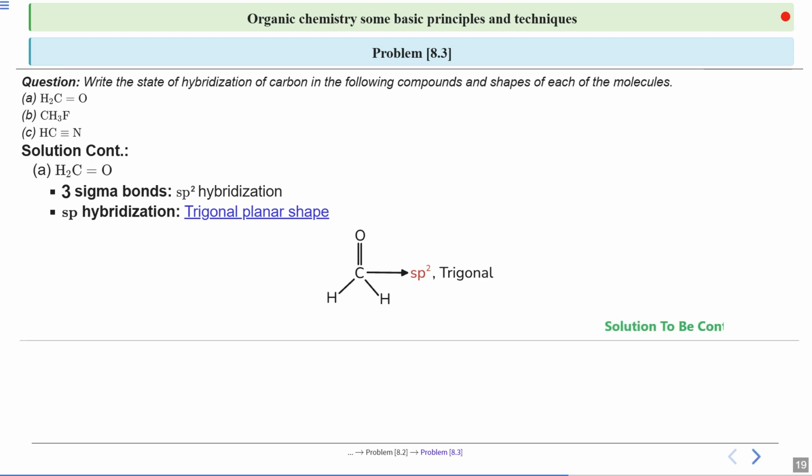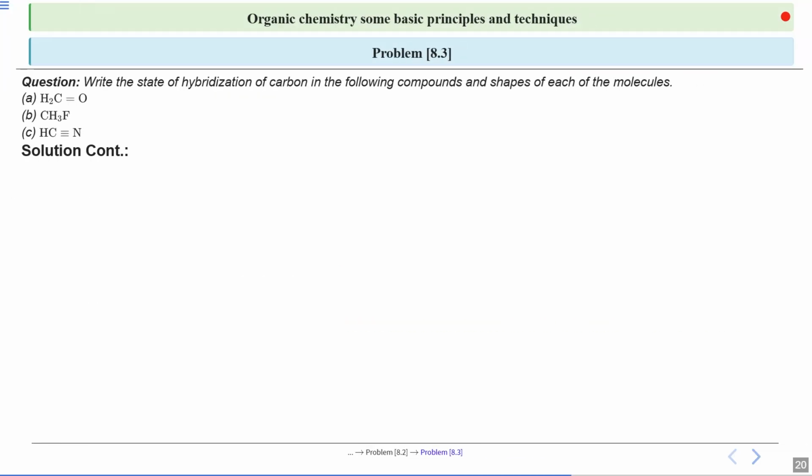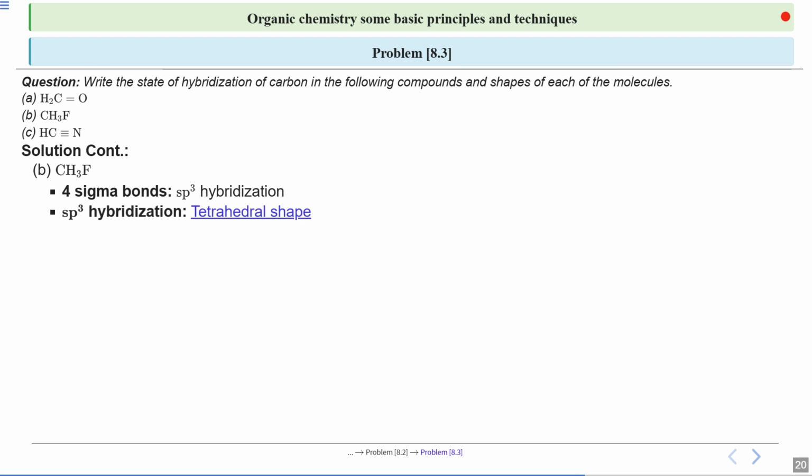Moving on to the next compound, which is CH3F. In this compound, how many sigma bonds does the carbon have? 4 sigma bonds: 3 from the hydrogens and 1 from the fluorine. All of these 4 atoms apart from carbon are monovalent atoms, right? So they will each make 1 sigma bond, and that will result in sp3 hybridization. It will be tetrahedral due to this sp3 hybridization, and we can represent it in this given figure.